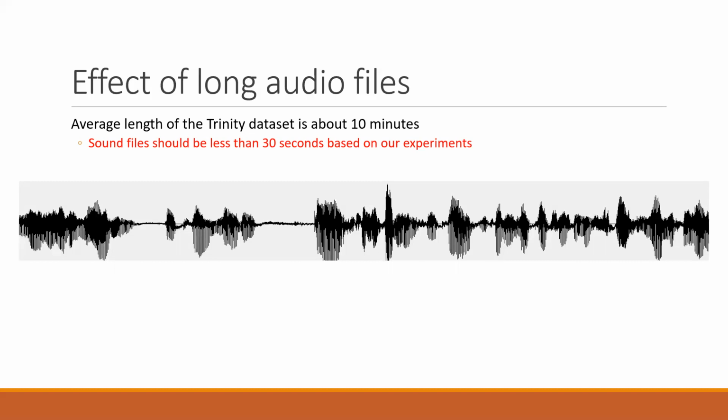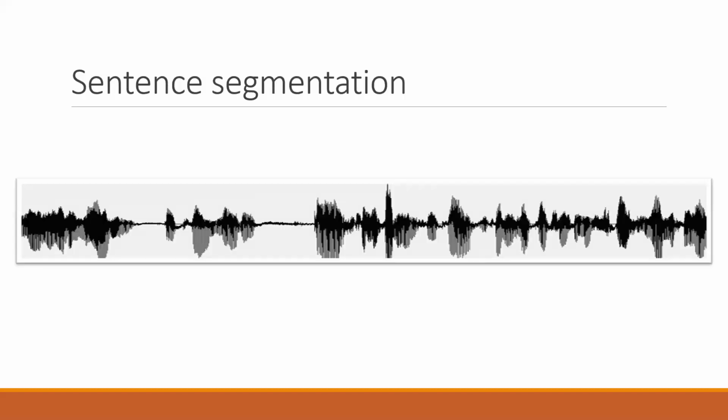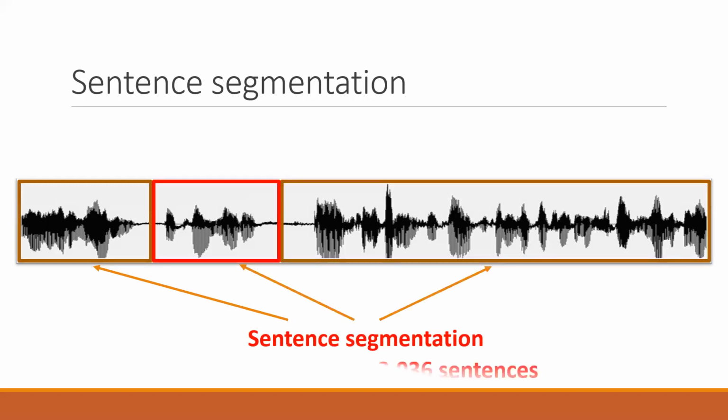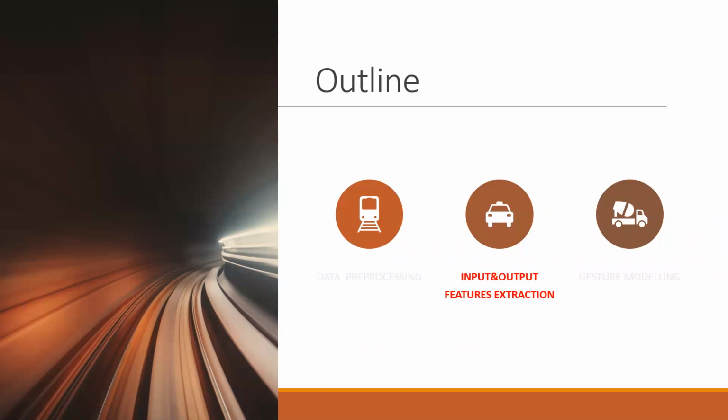So we try to segment the long files into shorter versions, into sentences. We end up using 2,000 sentences instead of 23 recordings for the forced alignment. So that's all about data preparation. The next step is how we extract the input and output features.